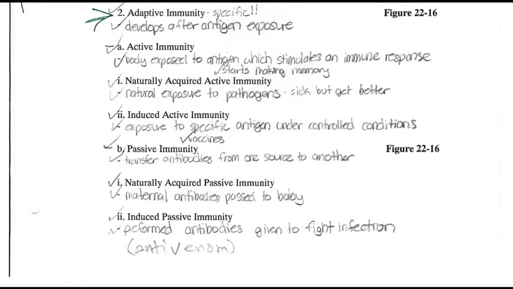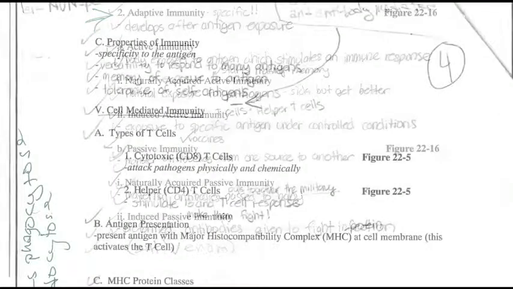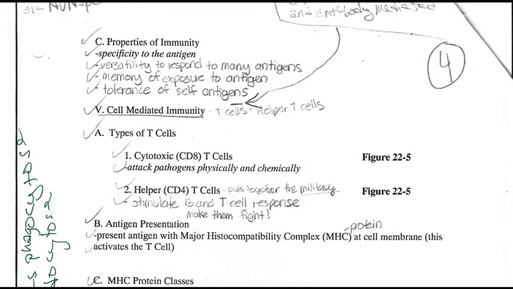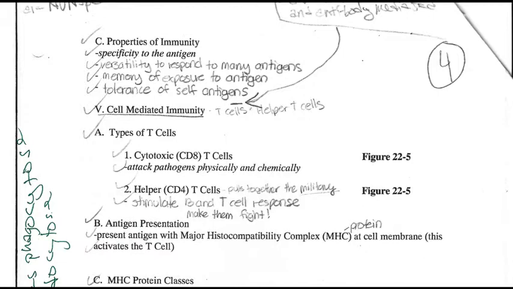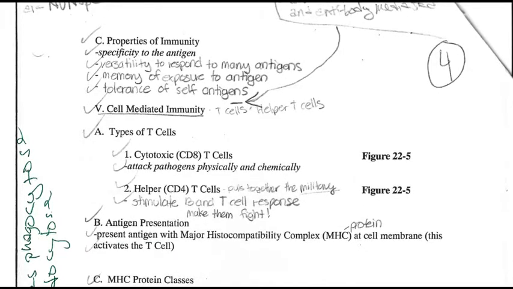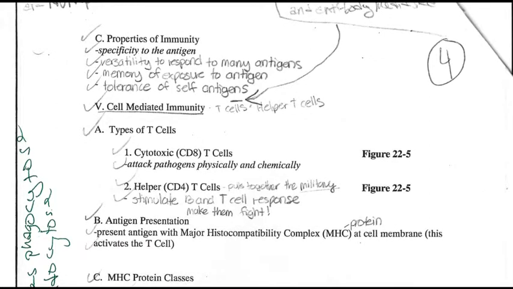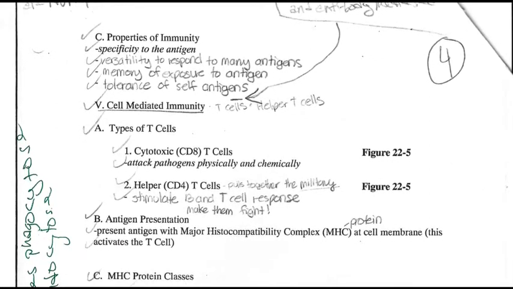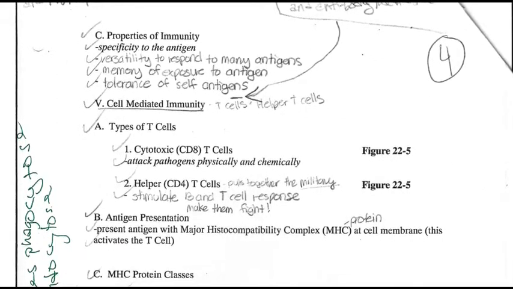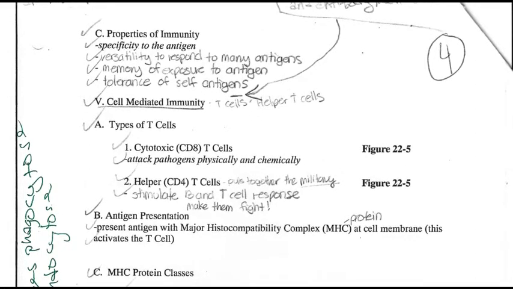Page 4. C. Properties of immunity. Specificity to antigen, versatility to respond to many antigens, memory of exposure to antigen, tolerance of self-antigens.